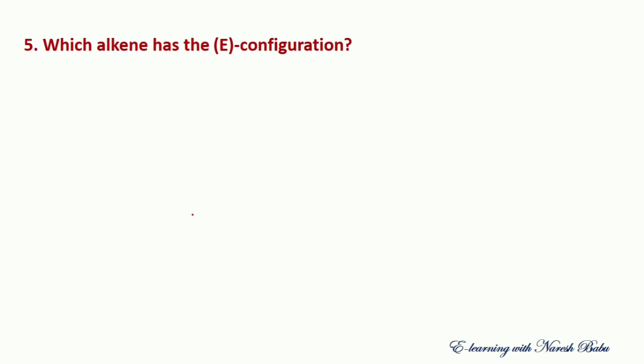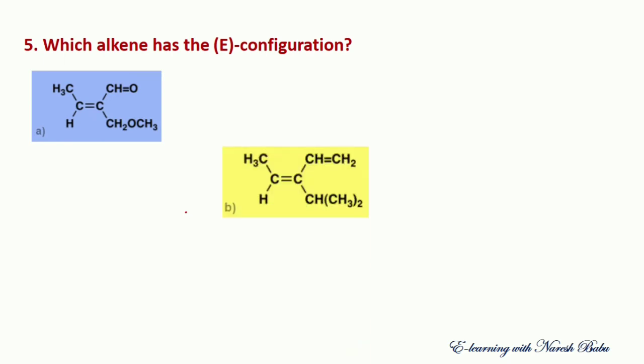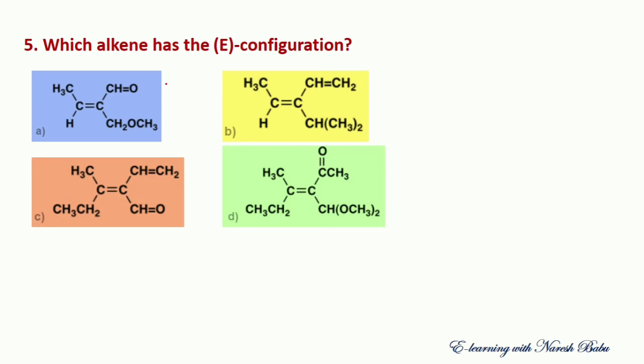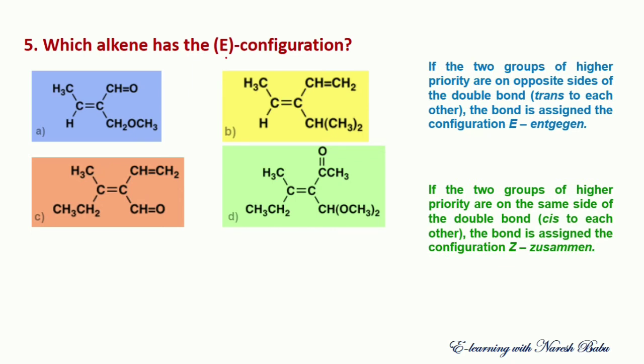And which alkene has the E configuration? Given the options A, B, C and D, among these four, which has the E configuration and the remaining are Z configuration. First of all, what are E configuration and Z configuration? If the two groups of higher priority are on opposite sides of the double bond, we consider it as the E, entgegen, configuration. If the higher priority groups are on the same side of the double bond, we call it Z, or zusammen, configuration.